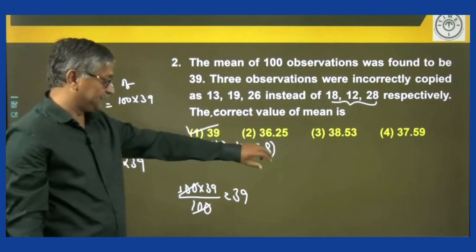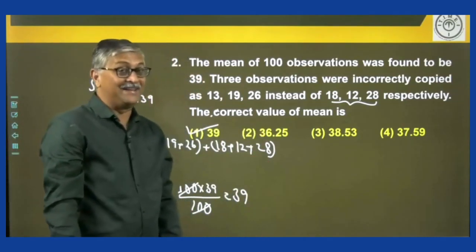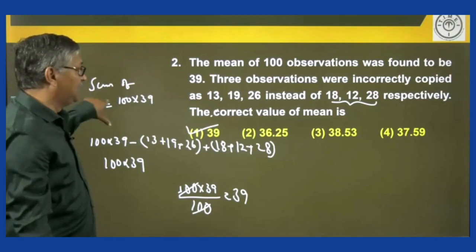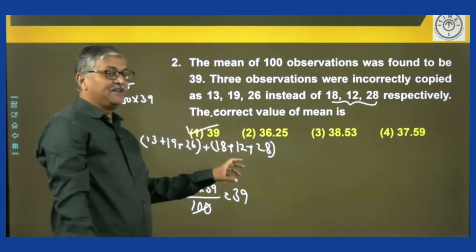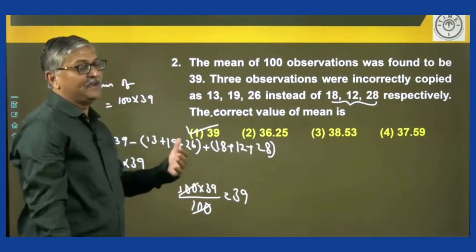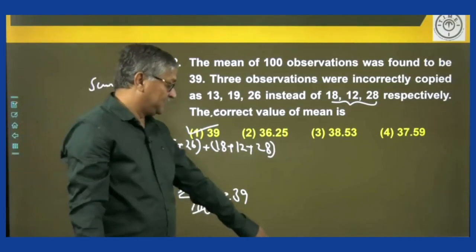Okay, now. So how can we calculate this problem? First we calculate the sum of the observations, remove the wrong observations and add the total correct observations, and again divide by the total number of observations.